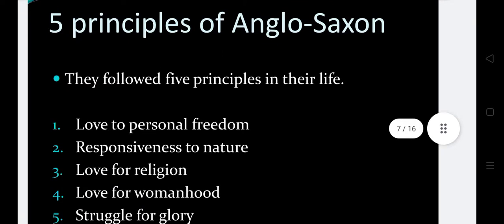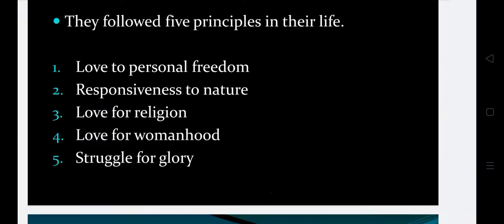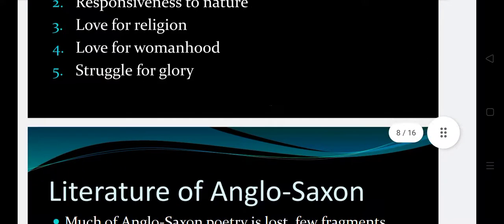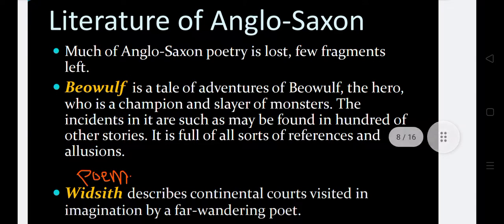The five principles of the Anglo-Saxons are love of personal freedom, responsiveness to nature, love for religion, love for womanhood, and struggle for glory. These are the principles they used to follow. And now we'll see the literature of the Anglo-Saxons.